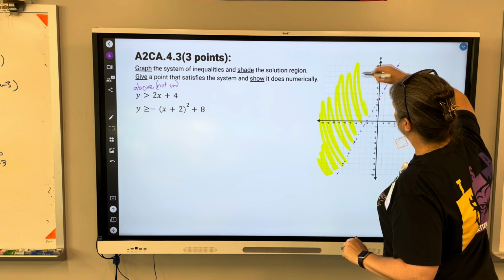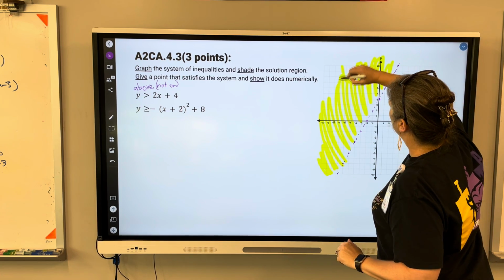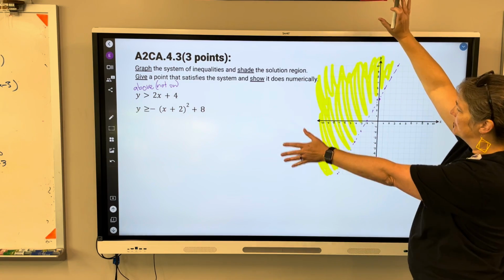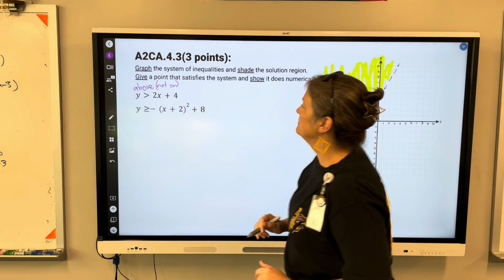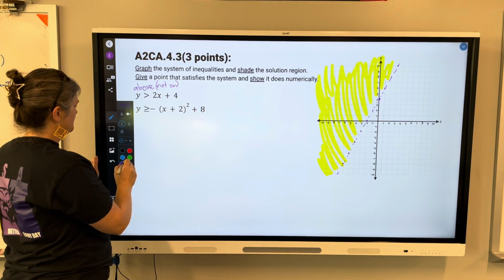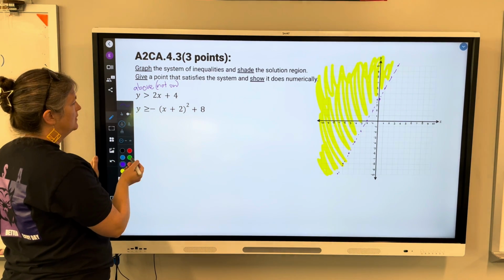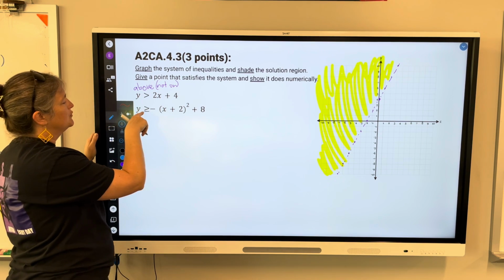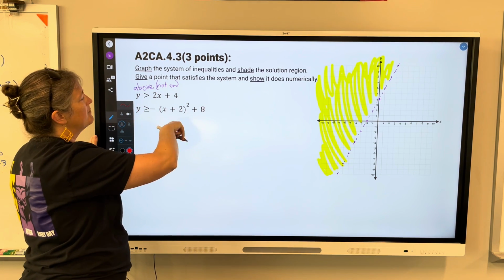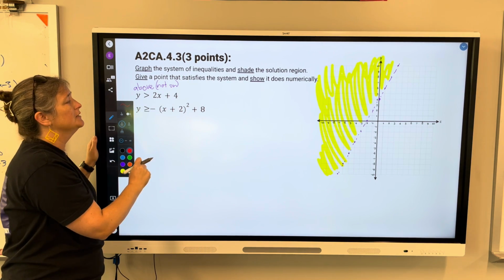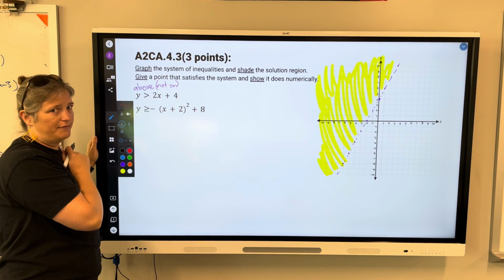It's everything above here. Now, it keeps going forever, but yeah, great. So now I'm going to change my marker to, let's go red, and we will graph y is greater than or equal to this parabola. Now this parabola is in vertex form. Please do not square that out, because it makes it harder to graph.